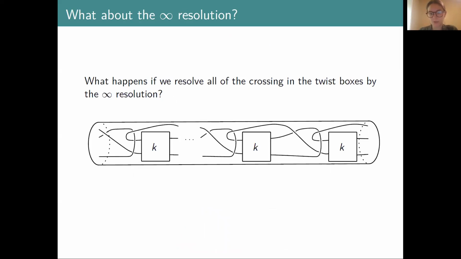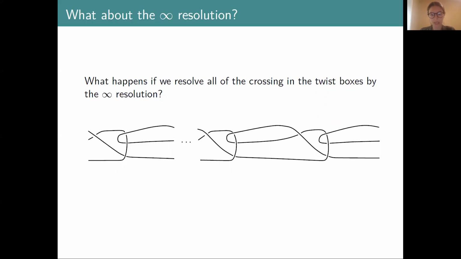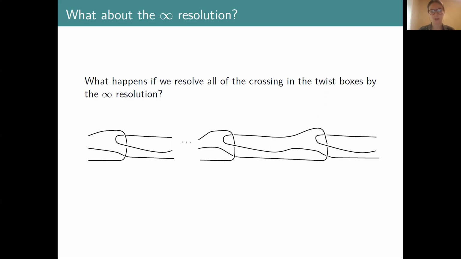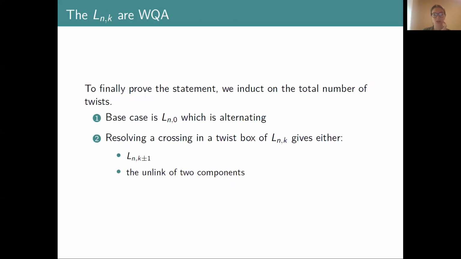Okay, so what if we just did that everywhere? At each of the twist boxes, I always do the infinity resolution. Well, I get a diagram like this, and this diagram isn't alternating, but if I do an isotopy, so I just drag some strands around, I actually do get an alternating diagram, which is nice because alternating links are weakly quasi-alternating. Okay, so are we any closer? So yeah, we are, but we actually need to use induction.